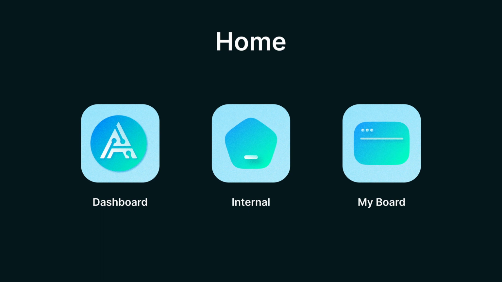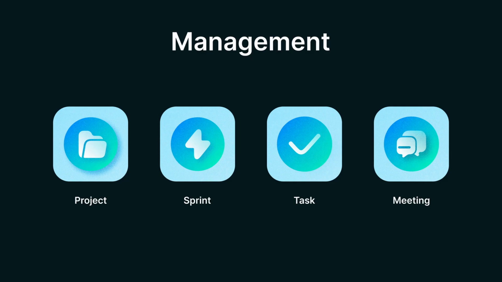The internal dashboard is only for agency internal management. Your team can create ARIs, goals, projects, and tasks for your own agency. Also, team members can view all the internal meetings on this page. At the Management section, you can enter project, sprint, task, and meeting pages. Here your team can view both external and internal projects, sprints, tasks, and meeting details.